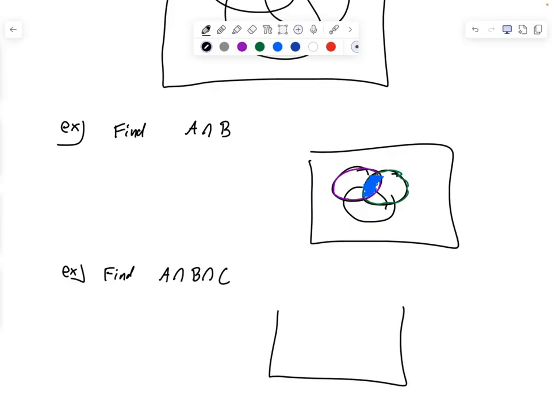All my scratch paper keeps moving around. Right there it is. What do you think? Okay, I'm going to try to shade the region that it's referring to.